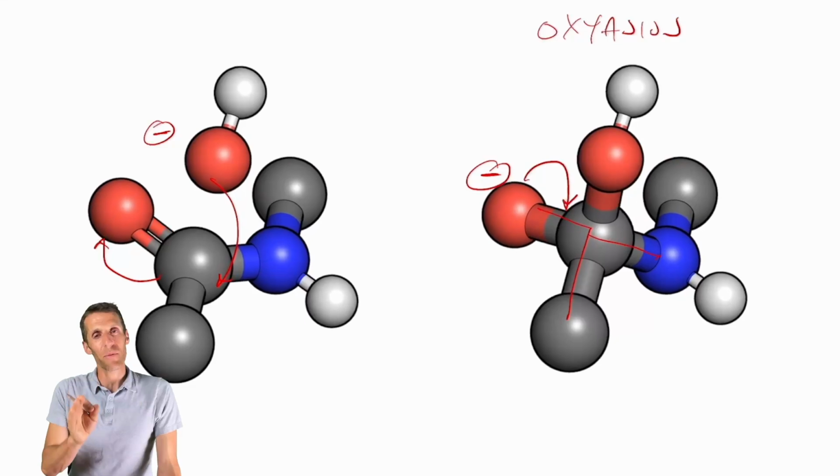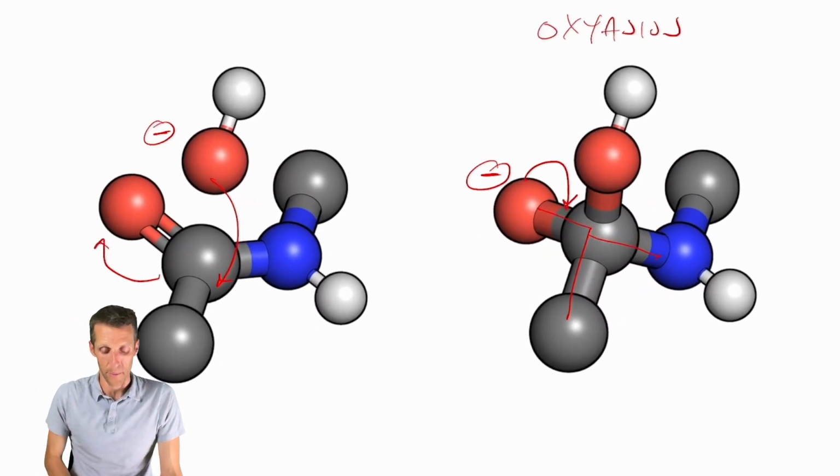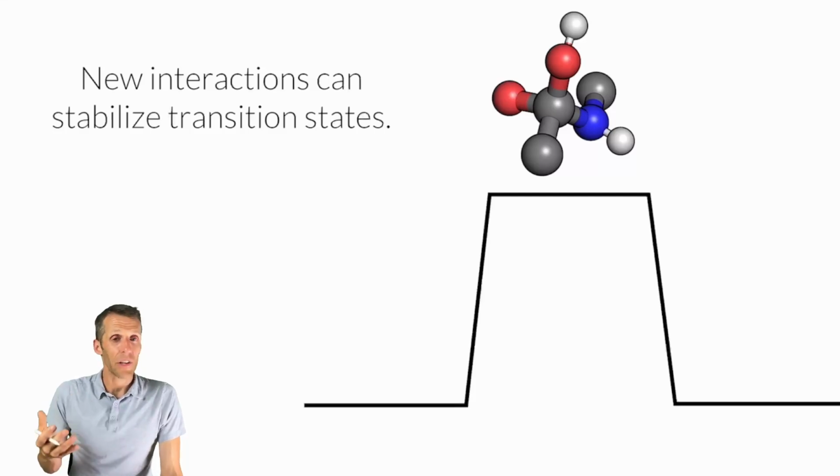This is an unstable state of the system, and that means that it's going to make the reaction slower than it otherwise would be. So how do you stabilize a transition state? Well, one of the ways you can do that is by creating new interactions.